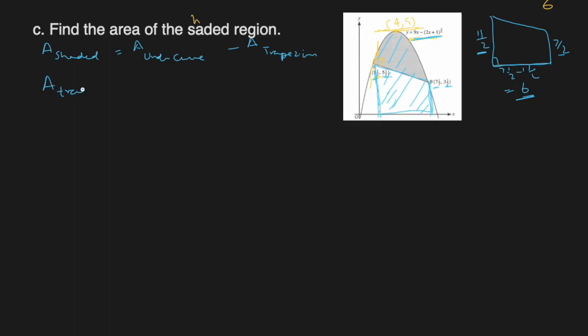Area of trapezium equals half, first parallel line plus second parallel line, times height, right? So half, first parallel line is 11/2, second parallel line is 7/2, and the height between them is 6. 2 and 6 may get cancelled out, so 11 plus 7, 18/2, 9 times 3, which is 27. This is the area of the trapezium. Now we have to find the area under the curve.